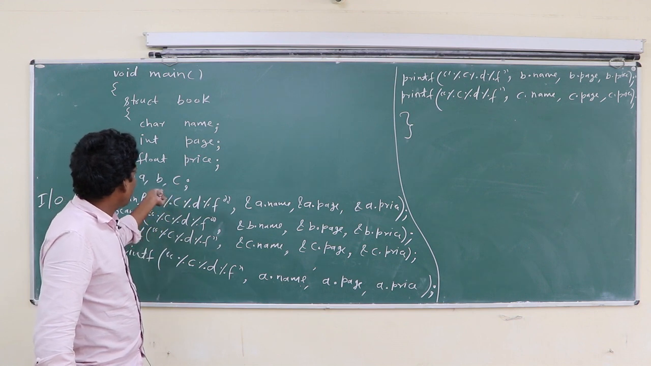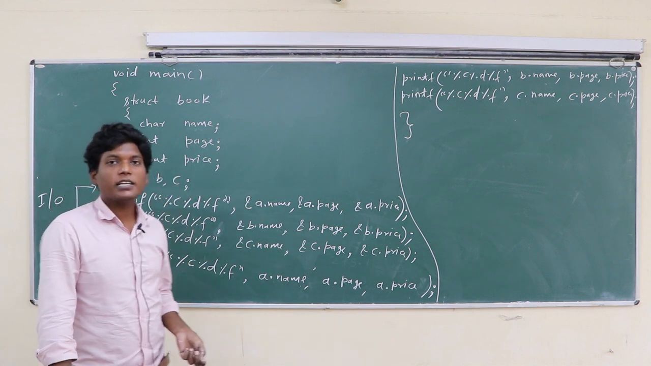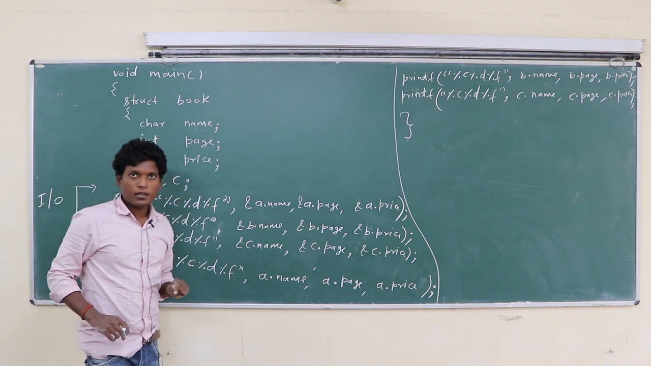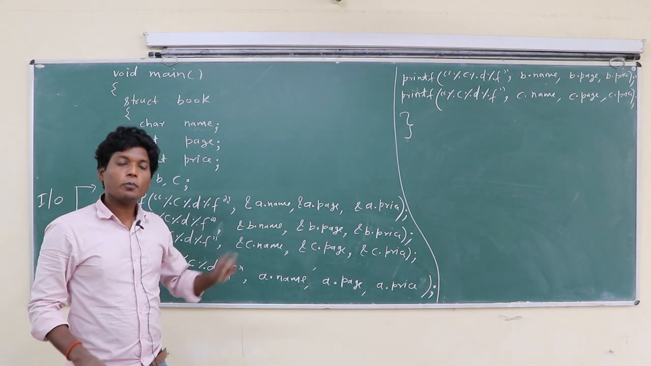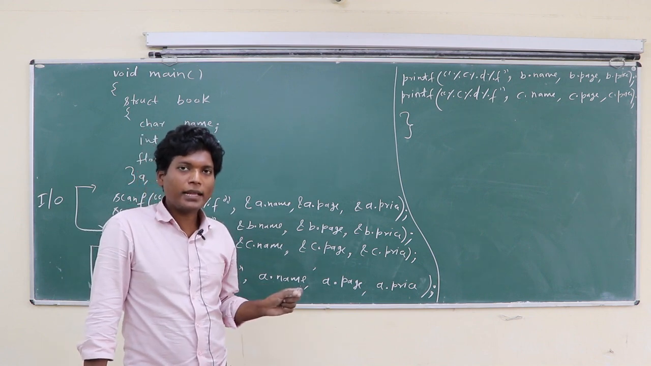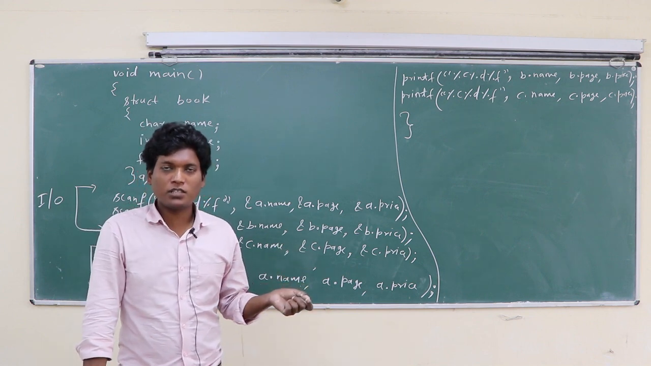We have to input 10,000 books' details, then we have to declare 10,000 variables, which is practically not possible. So make it an array of variables of 10,000.